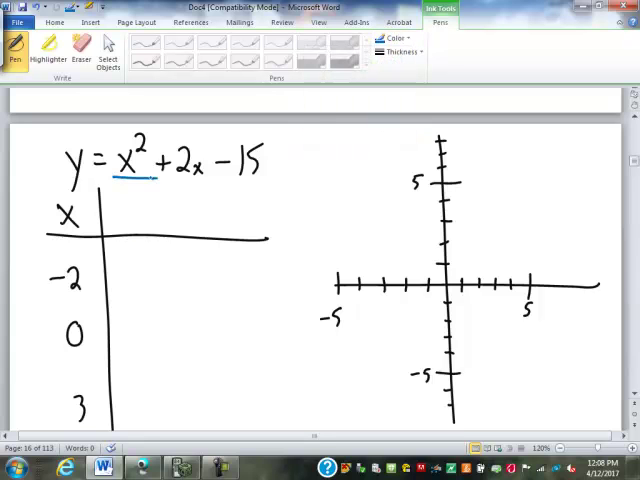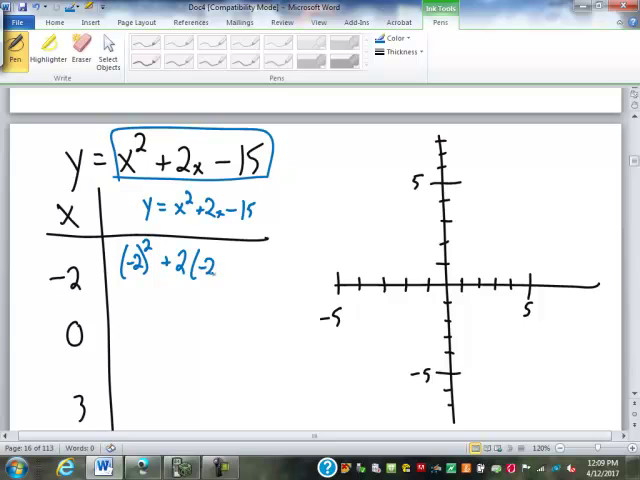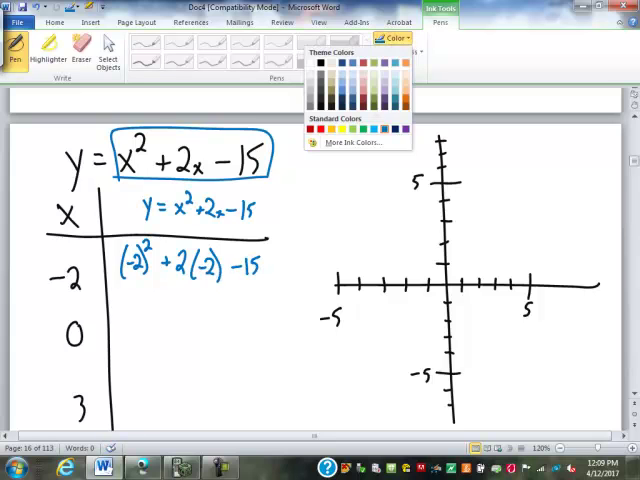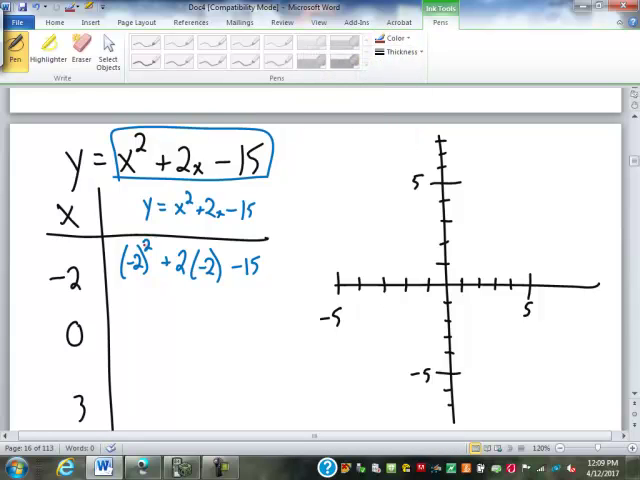I replace x here with -2. Remember, this is y equals x squared plus 2x minus 15. So -2 goes in for x. That becomes -2 squared plus 2 times -2 minus 15. Be a little bit careful here with your calculators because, as we've mentioned before, many of your calculators, when you go to square a negative, if you're not careful, will give you a wrong answer. What is -2 squared?